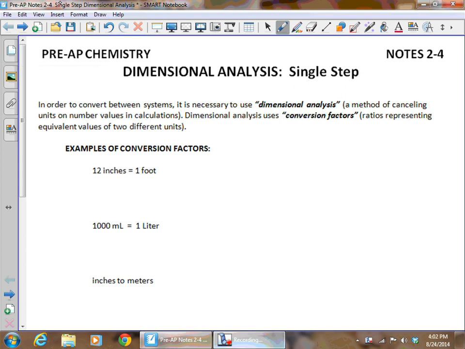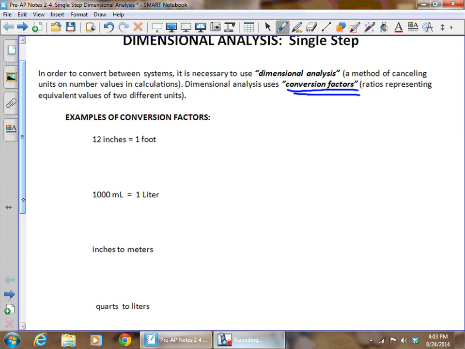For the first part of our discussion of single-step dimensional analysis, I want to talk about conversion factors. Conversion factors are simply, as it says here, ratios representing equivalent values of two different units. I also call it an equivalent statement. For instance, examples of equivalent statements would be 12 inches equals 1 foot, or 1,000 milliliters equals 1 liter.